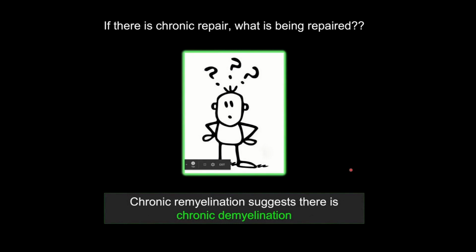This data also led to a question: if there's chronic repair, what is being repaired? If new myelin is being formed and building up over time, what is being myelinated? There must be axons in there in need of myelination. So chronic remyelination suggests that there must be some chronic demyelination, or there could be new axons being formed that need to be myelinated, and we ruled that out in our studies. So the next thing we wanted to see was whether there is chronic demyelination in our animal models.